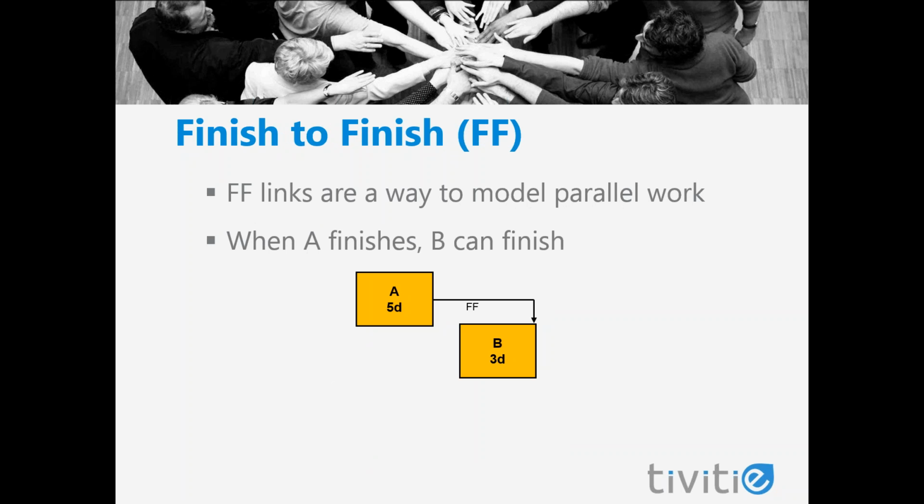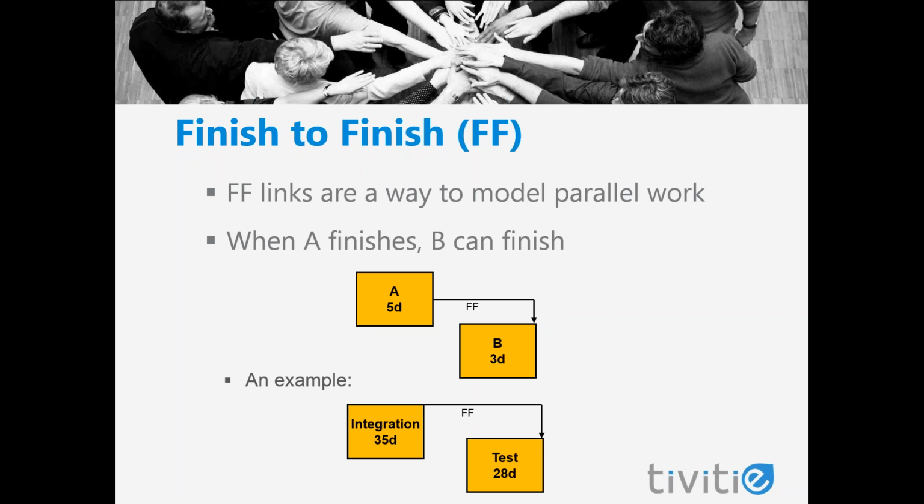Finish-to-finish links also model parallel work. There's some part of the task that can be done at the same time. When the predecessor finishes A, then the successor B can finish. B can finish at the exact same time as A or later if something else drives it to be later, but it can't finish before A. So an example of this would be integration and test. I may be able to start my testing before I have completely finished my integration effort, but I certainly wouldn't be able to finish my testing until after the integration is complete.